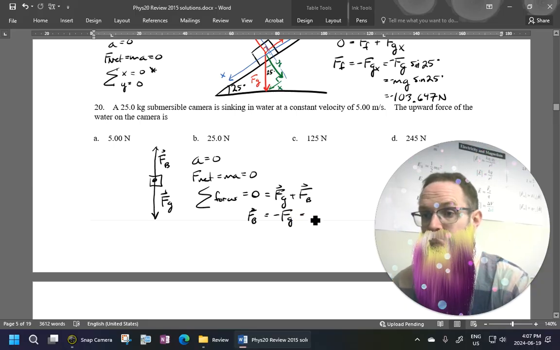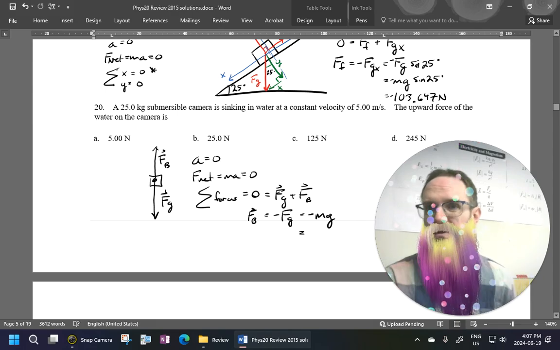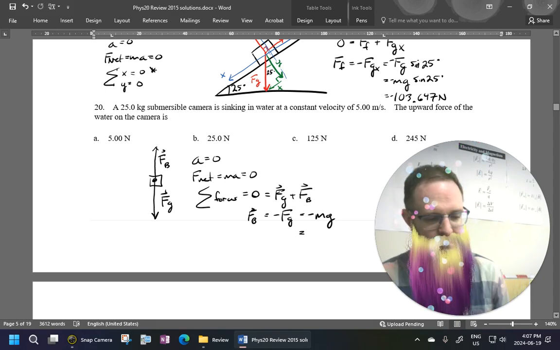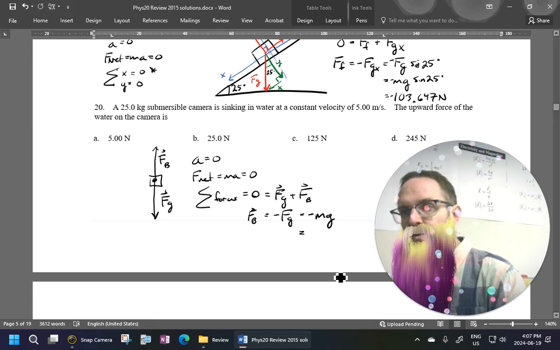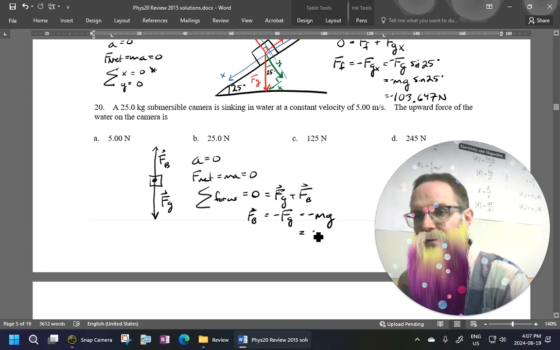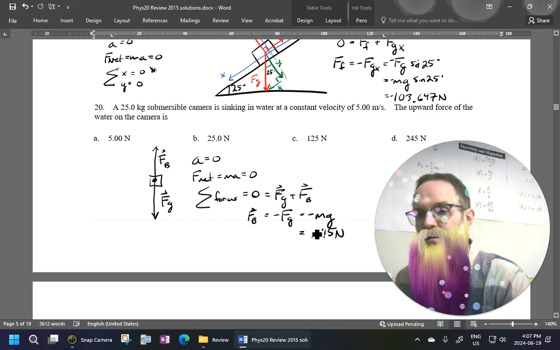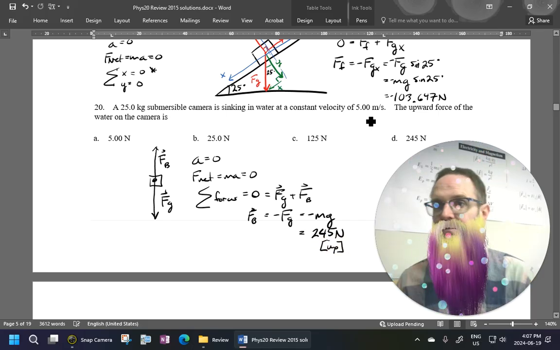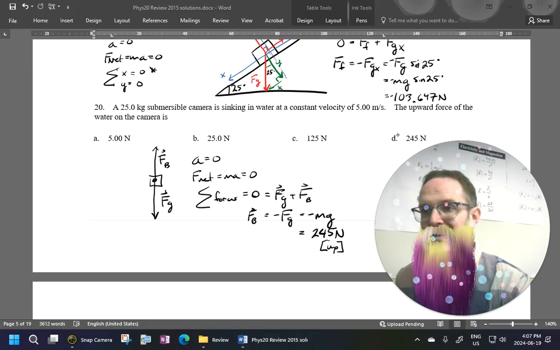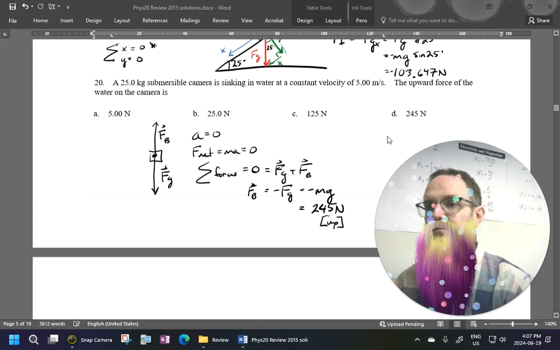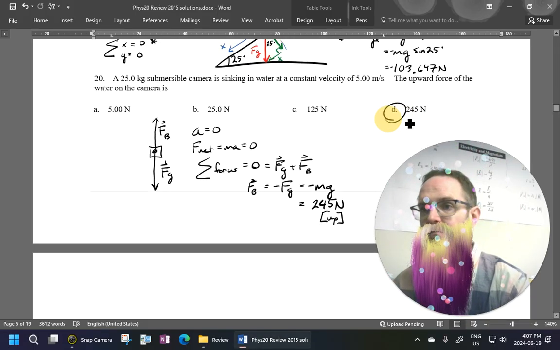So mass times gravity. So what's the mass of the submersible? 25 kilograms again. Genius. It's a big hammer. 245 newtons up. Cool. And there we go. So that would be D. Oh, that's it. Maybe D. There we go.